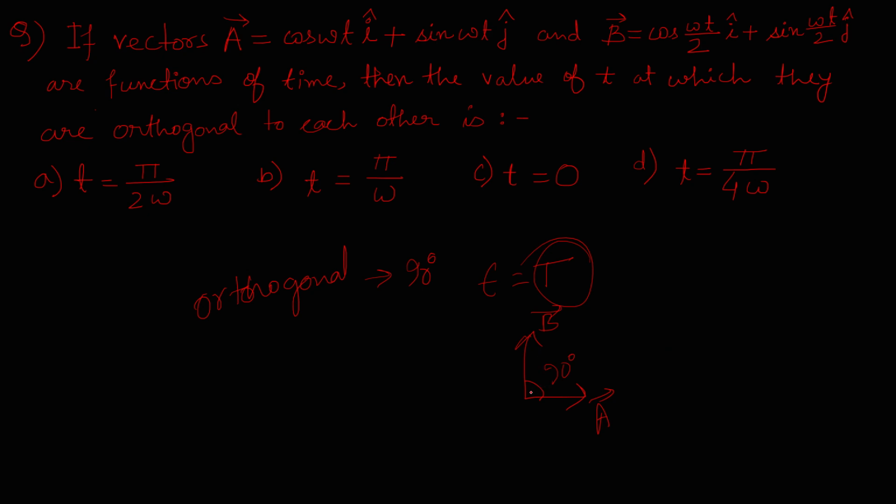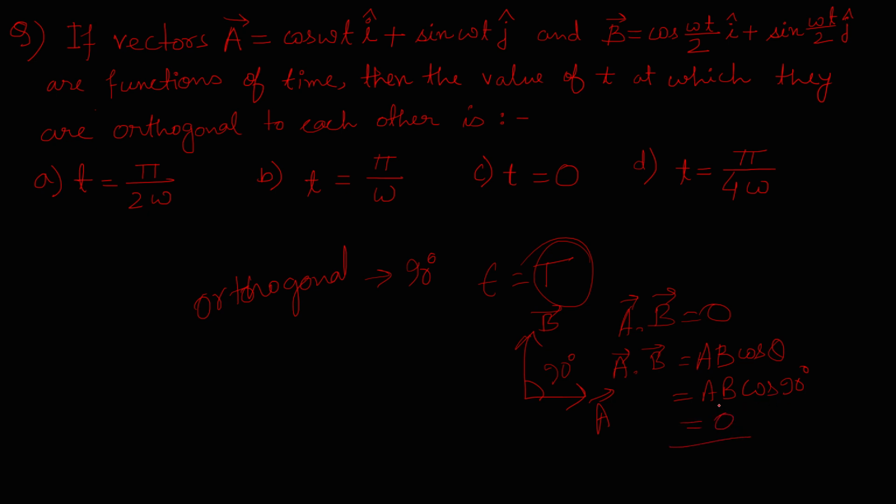So how to find? Because at 90 degree, what is the dot product between A and B? A dot B at 90 degree is 0. I hope all of you know this formula. A dot B is the magnitude of A multiplied by magnitude of B into cos of the angle between vectors A and B, that is theta. So if theta is 90 degree, then cos 90 is 0. Therefore it becomes 0.